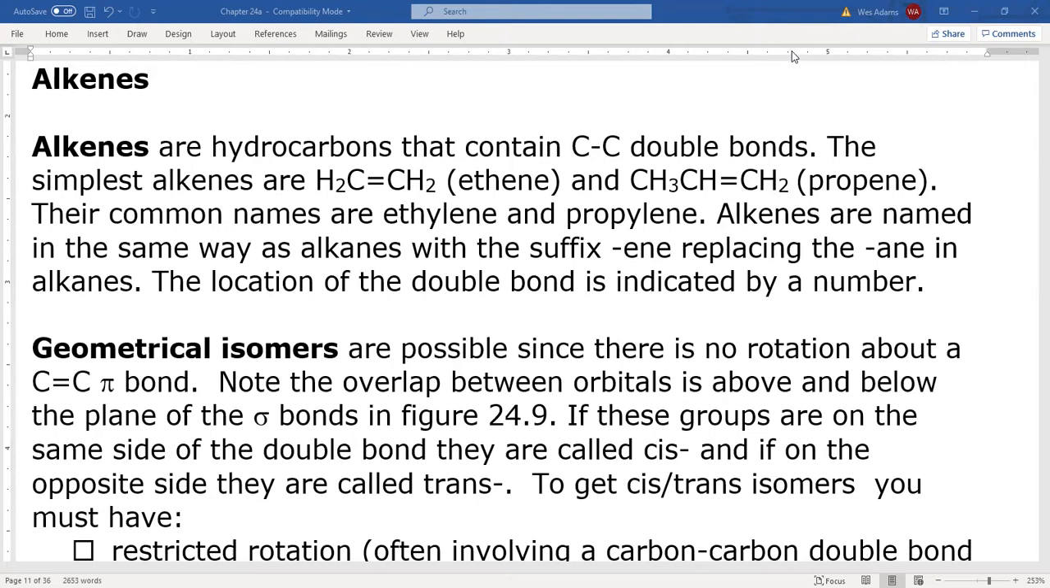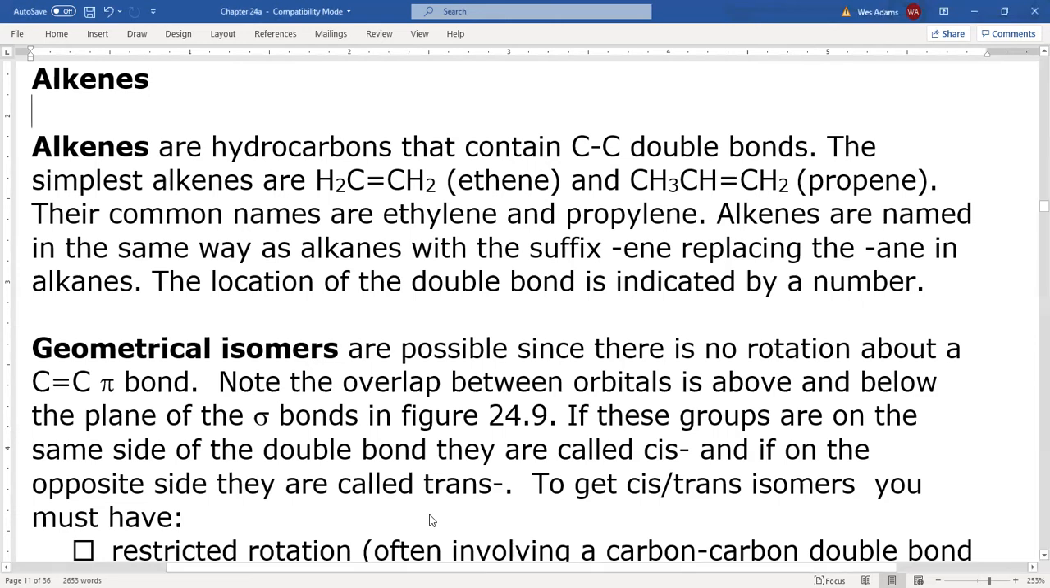Alkenes are named in the same way as alkanes, except you change the -ane suffix, replacing the A and E suffix with -ene. The double bond location would need to be indicated by a number. Now, while you didn't really get it with an alkane, you can get geometrical isomers with a carbon-carbon double bond because you don't get rotation around the pi bond the way you do a sigma bond. If they're on the same side, then they're cis, and if they're on the opposite side, they're trans. You probably hear that with cis and trans fat as well, and it is certainly this.